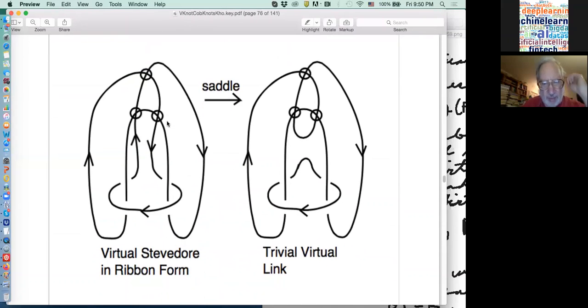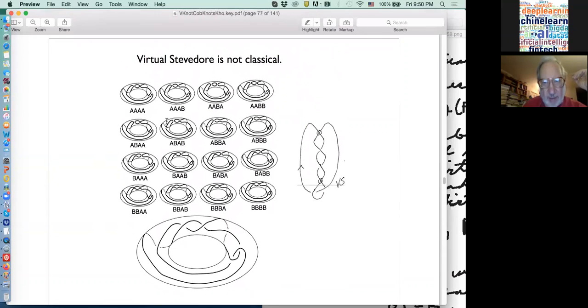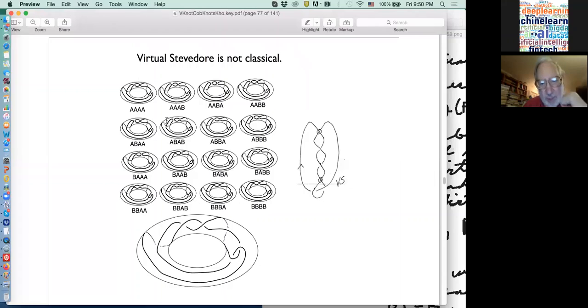This is just another picture of the virtual Stevedore. I won't bother you with it. This, however, is of interest. I wish to prove that the virtual Stevedore is not classical. Down here at the bottom, you see a realization of our virtual Stevedore on the surface of a torus. Remember that we can realize virtual knots on a surface, and here it is realized on the surface of the torus.